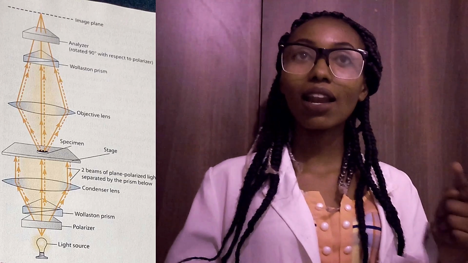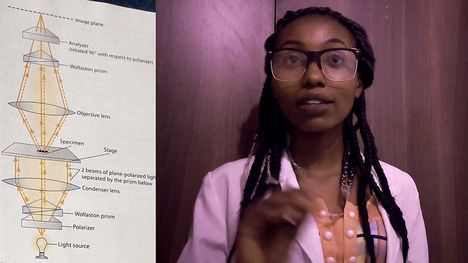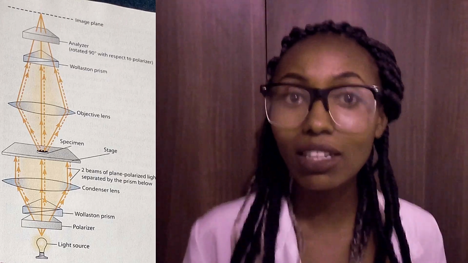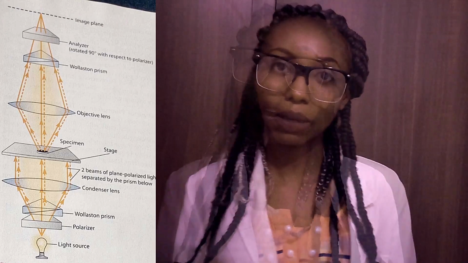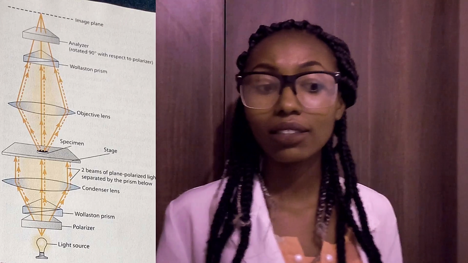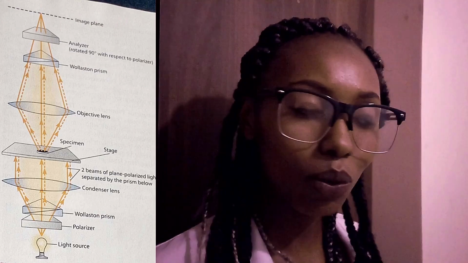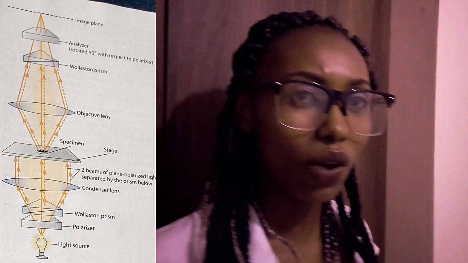As the light recombines, there is going to be light interference, and this aspect of light interference is the one that is going to help you study the living system. The disadvantage of this is that, due to that enhancement of light and overshadowing of the specimen, there's going to be a lot of distortion on your image.